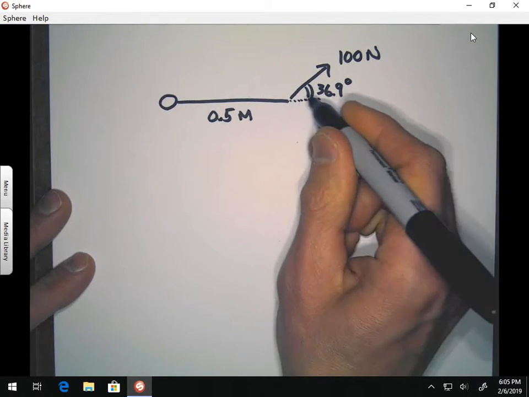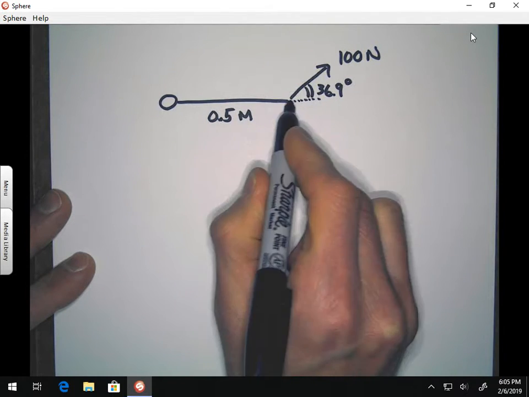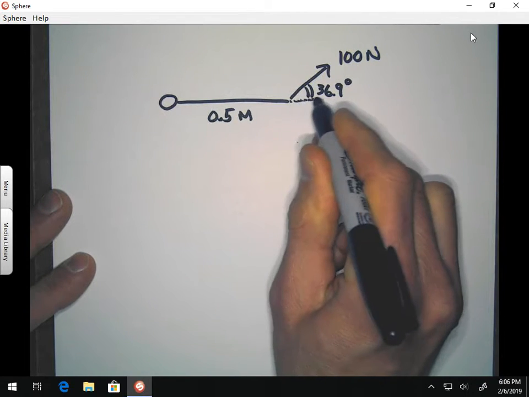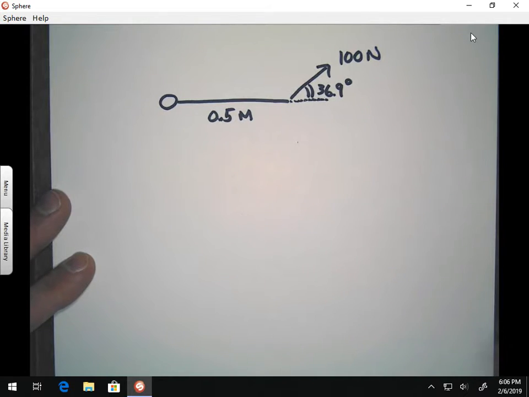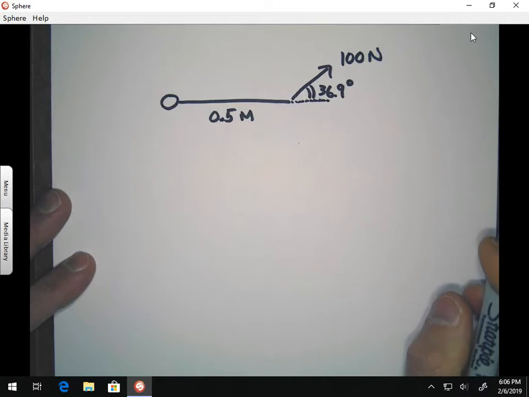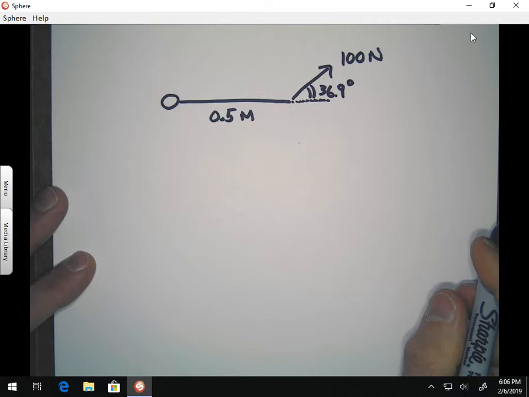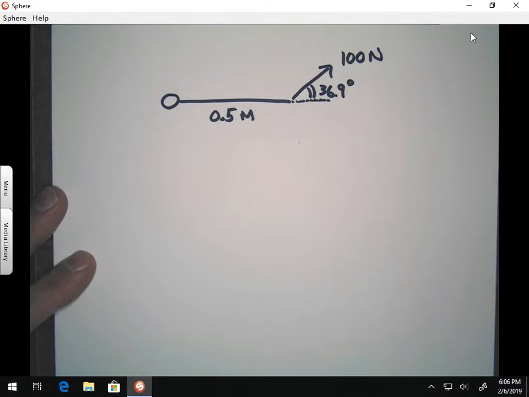So what angle am I talking about? I'm talking about extending the lever arm. This dashed line is supposed to extend it. And 36.9 degrees is the angle above that. Okay. So, what would the torque be in this case?